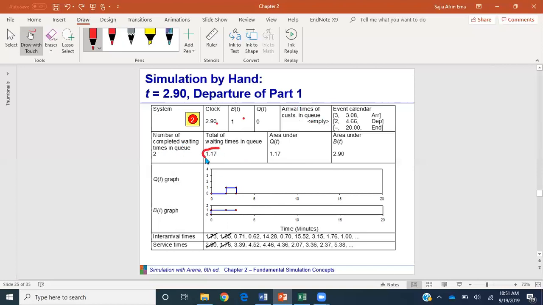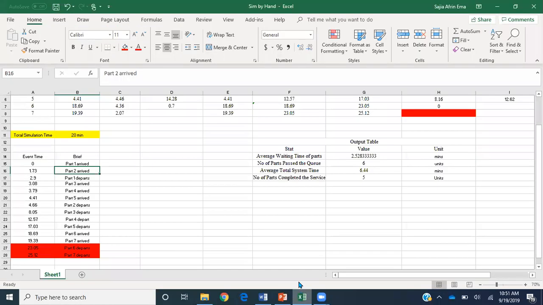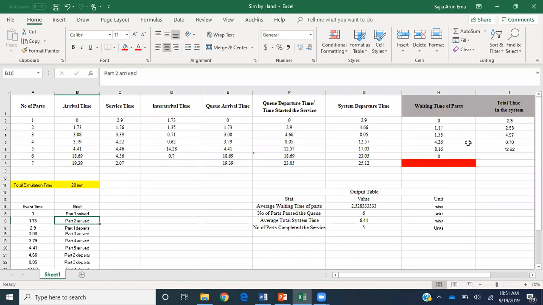How long did it stay? 1.17 minutes. How did we find that? In Excel. So part 2 entered the service at 2.9 minutes. Why? Because part 1 left the system at that time. Minus, when did it join the queue? When did it arrive? 1.73 minutes. So if you subtract this, you'll get 1.17 minutes. It's exactly the same value over here.